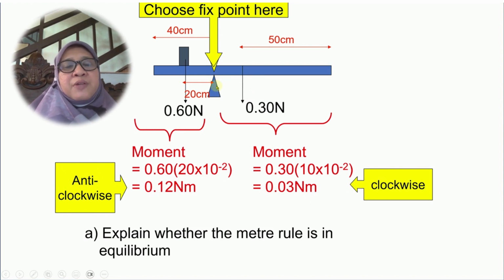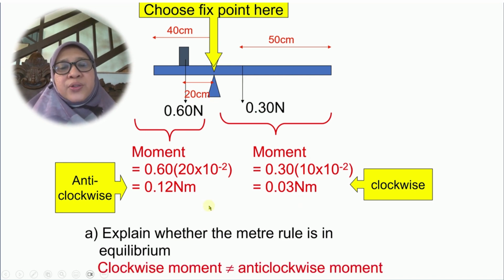If we choose the fixed point here, the 0.6 Newton load makes the ruler rotate anti-clockwise, and the ruler itself rotates clockwise because of its weight, since the center of gravity of the ruler is here. So they are not balanced because they are not the same. That's the answer for question A: not balanced, because the clockwise moment is not equal to the anti-clockwise moment.